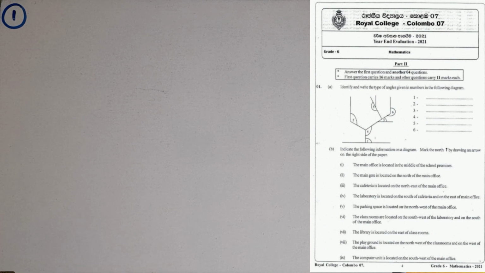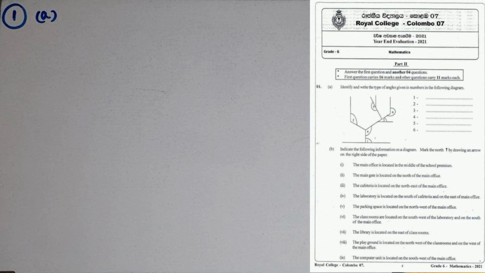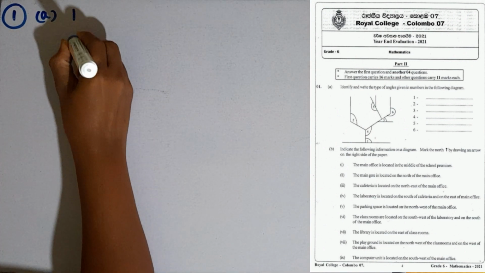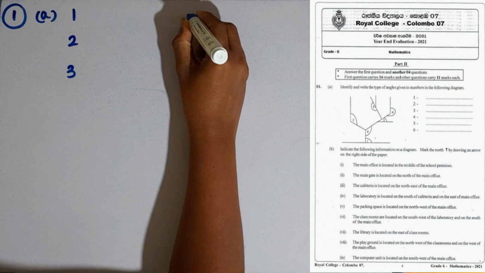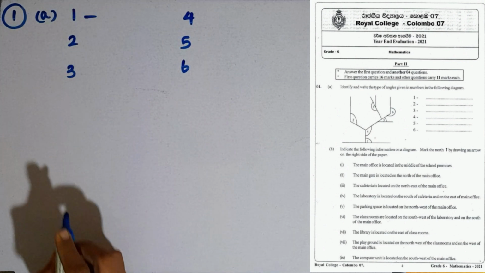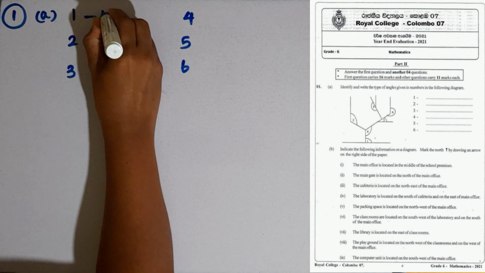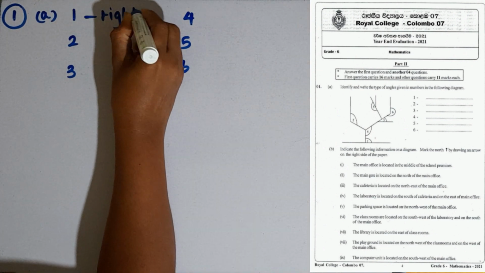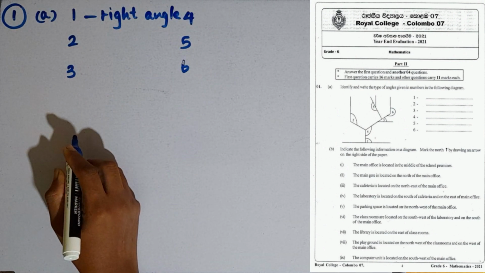Question number 1, A part. Identify and write the type of angles given in numbers in the following diagram. There are numbers from 1 to 6. 1, 2, 3, then 4, 5, 6. Then number 1, that is a right angle. Right angle.